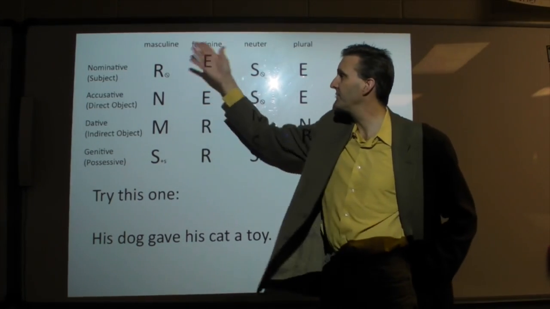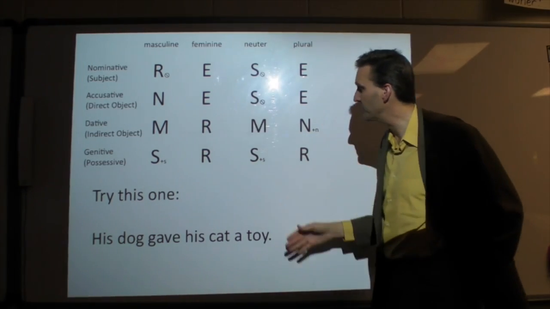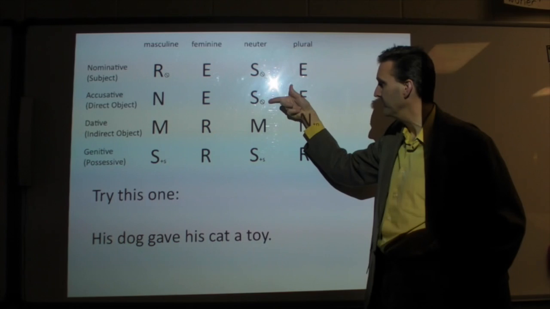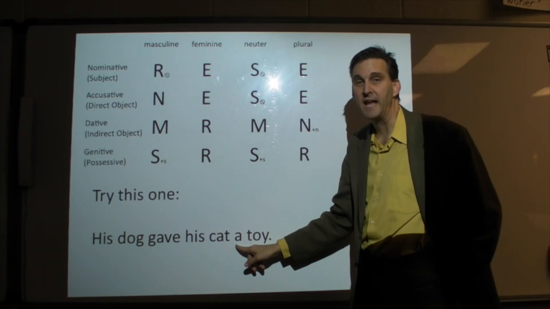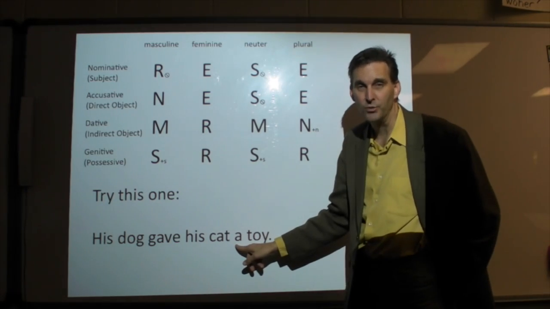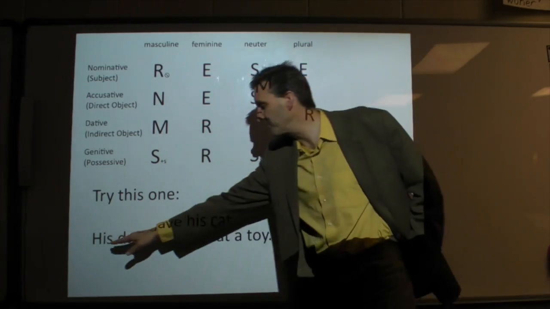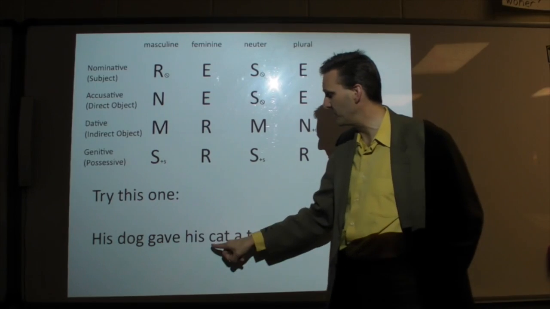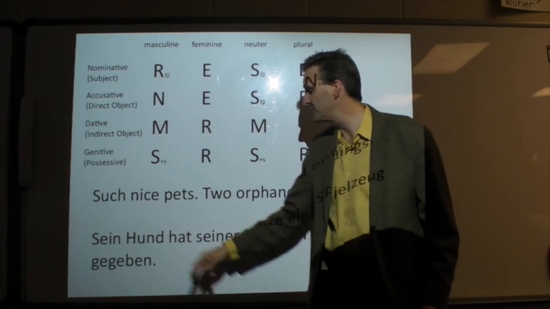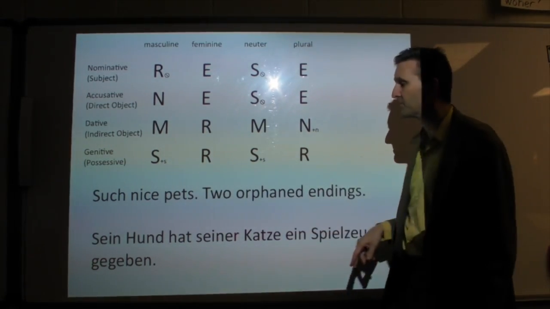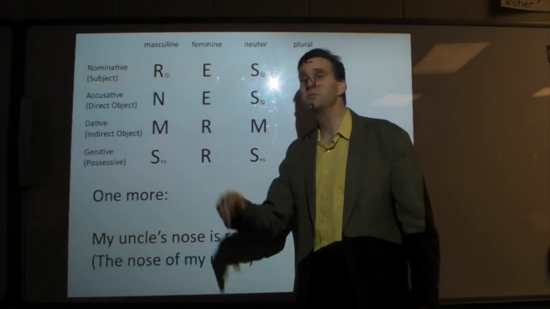Spielzeug, do you remember what gender that was? We've covered that once before. That one is neuter, okay? And that's what's being given, direct object, that's right here. Oops, there's another orphaning sign. So we're going to need to orphan that because it's an ein word that orphans its ending. So we have two orphanings here, and the only ending we're keeping is his cat, seiner Katze. So here's a sentence. Sein Hund hat seiner Katze ein Spielzeug gegeben. So there we go.